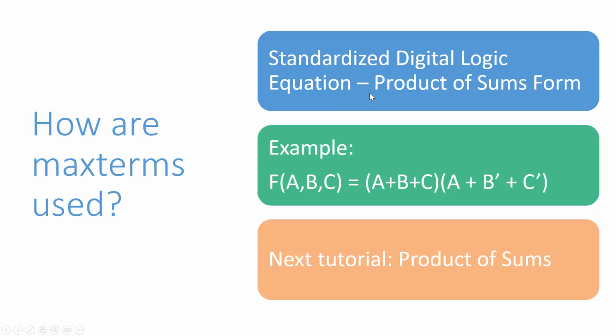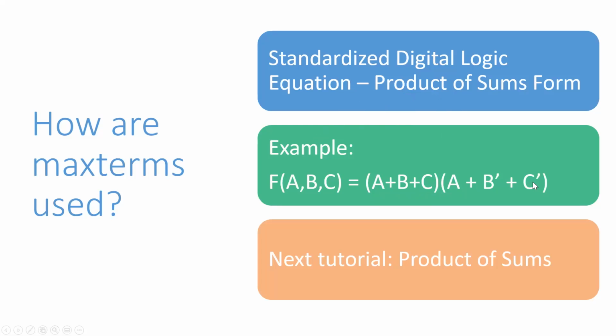Our last question: how do we use max terms? Well, we use max terms in a standardized digital logic equation that we call product of sums form, where the sums are the individual max terms. So A ORed with B ORed with C, this would be max term 0, 0 ORed with 0 ORed with 0. And the product is the ANDing. So this sum is ANDed with this max term sum.